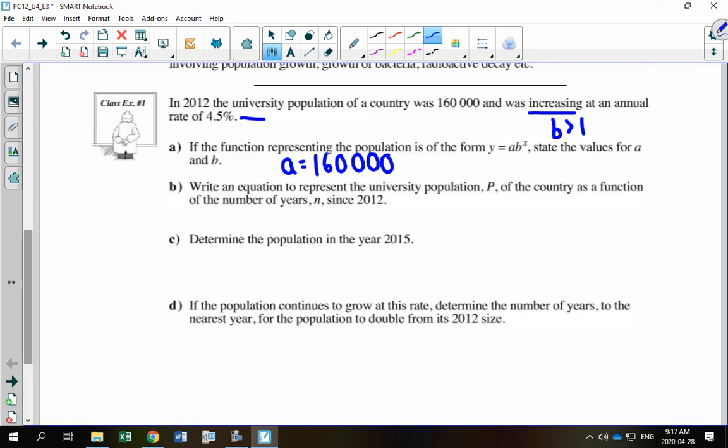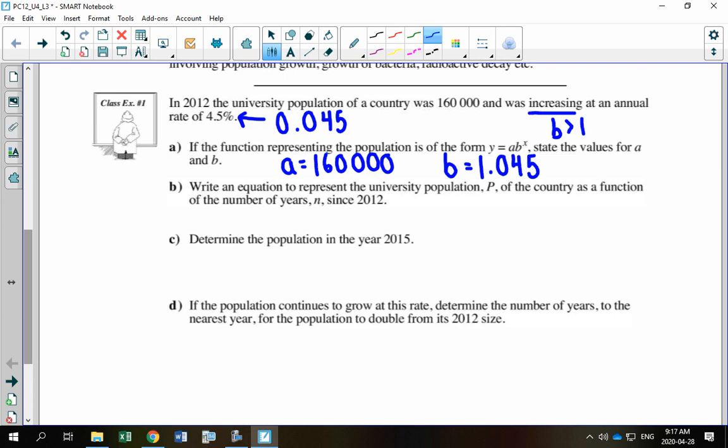First of all, 4.5% as a decimal is 0.045. But if I use a b value of 0.045, that would actually represent decay. So to make sure that the population is always increasing and carrying that initial amount forward every time, we're going to throw in a 1 in the front. So our b will be 1.045. Again, the 1 carries over the previous population amount, and the 0.045 is the 4.5% increase.